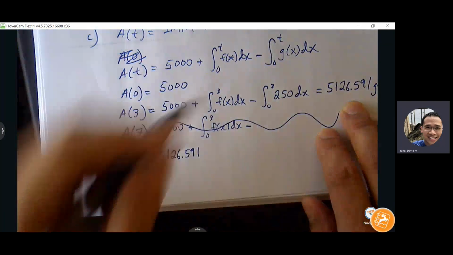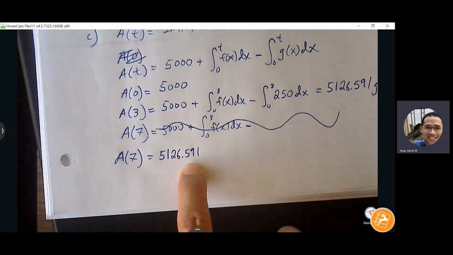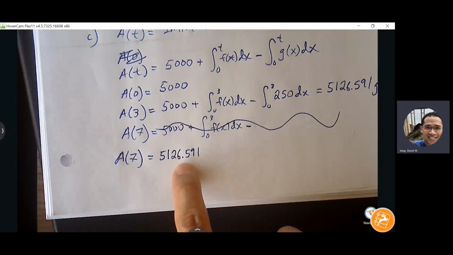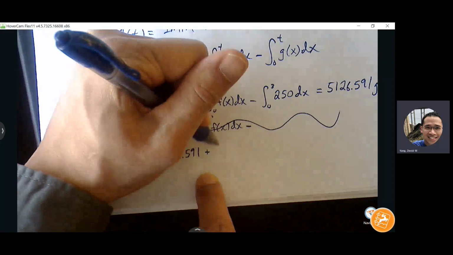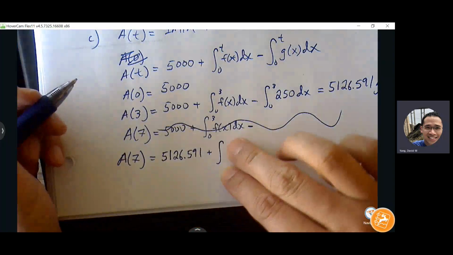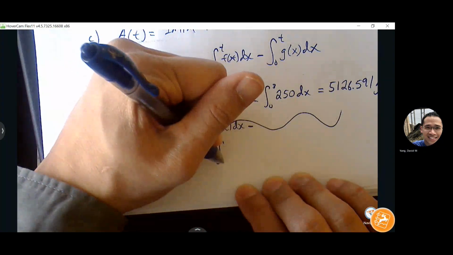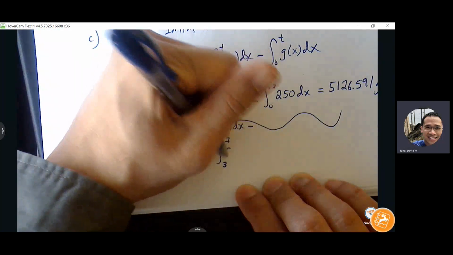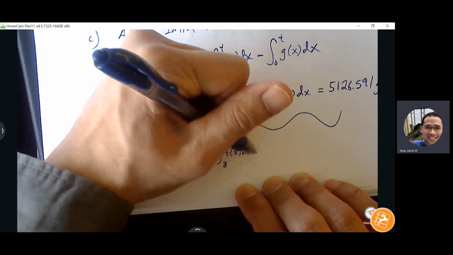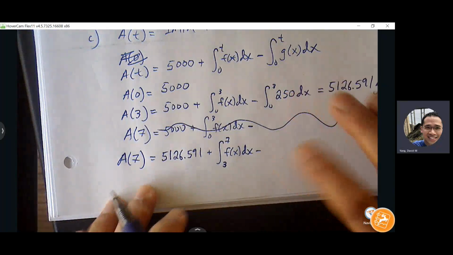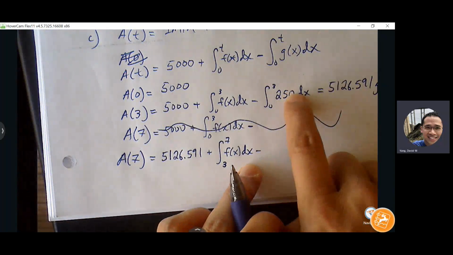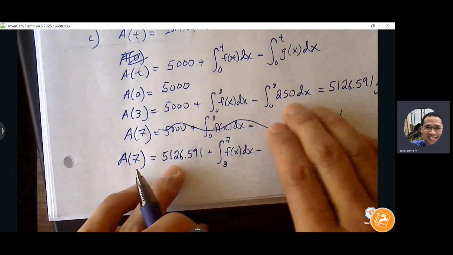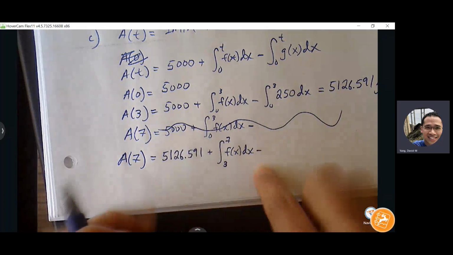5126.591. Right. This is what's happening 3 hours in. This is how much is in the tank 3 hours in. And then I can just go from where to where for the amount added. 3 to 7. Yeah, I think that feels a little bit cleaner just because g of x is not the same. And that way I don't have to worry about that 250. I already have that 250 kind of taken care of within here.